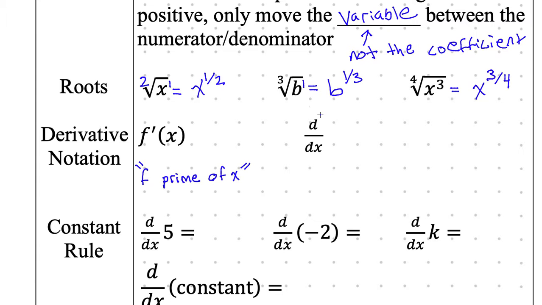And then how do I read this one? d dx. You don't say d dx, you say derivative.